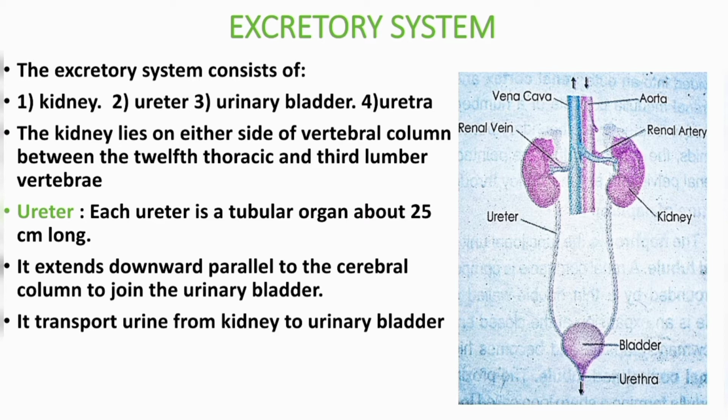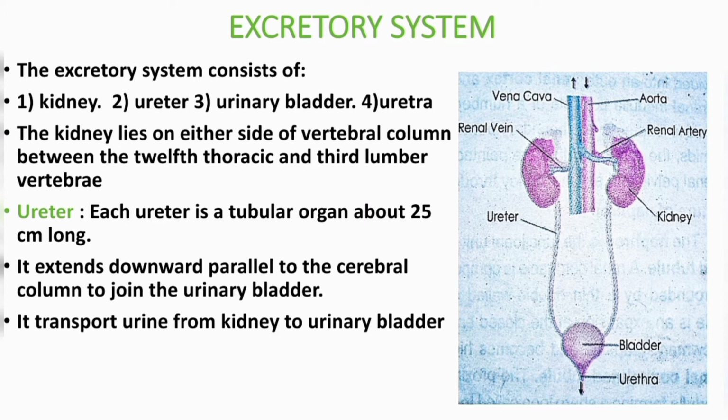The second is the ureter. The ureter is a main passageway, a thin and long tube which is used to take the urine that is formed in the kidney to the urinary bladder. So the ureter is the main passageway that carries the urine formed in the kidney to the urinary bladder. It is present between the kidney and the urinary bladder.